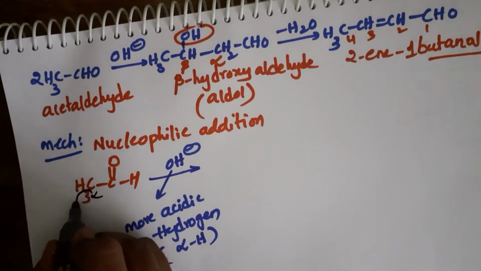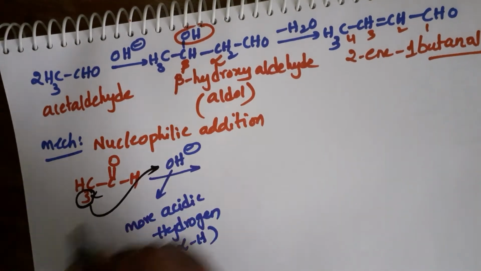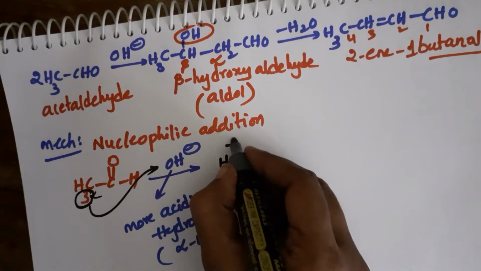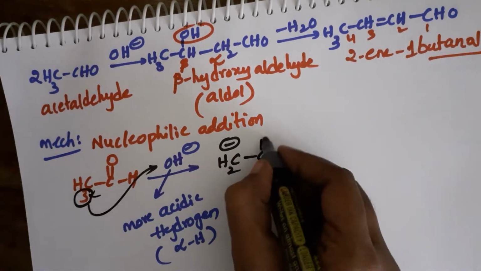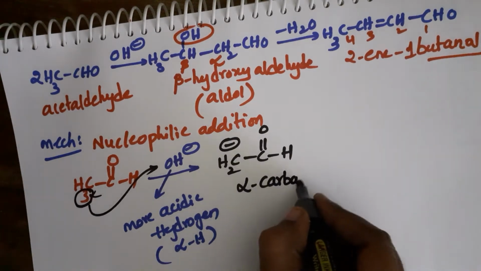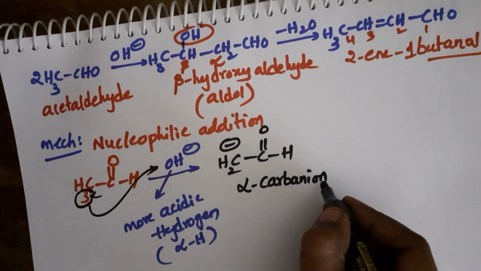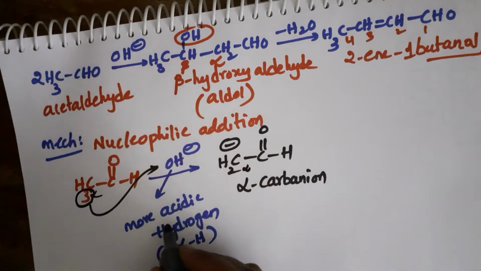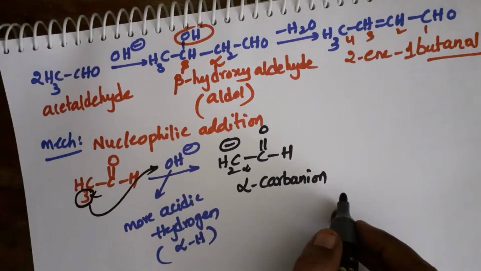So the base will abstract one of the alpha hydrogens, and here we get CH2- and C=O with H. This is called the alpha carbanion. Carbanion means a carbon compound containing a negative charge. Here the position is alpha, right? So that's why it is called the alpha carbanion.